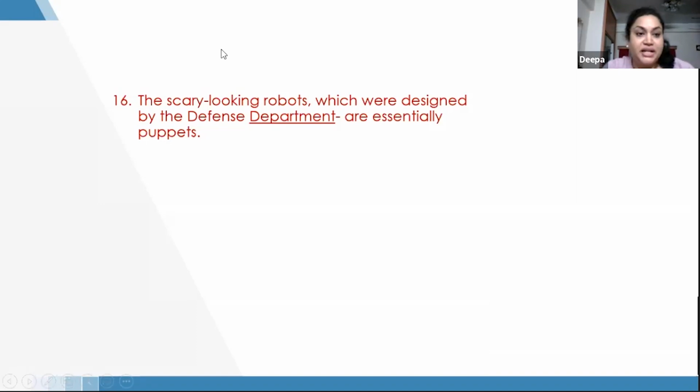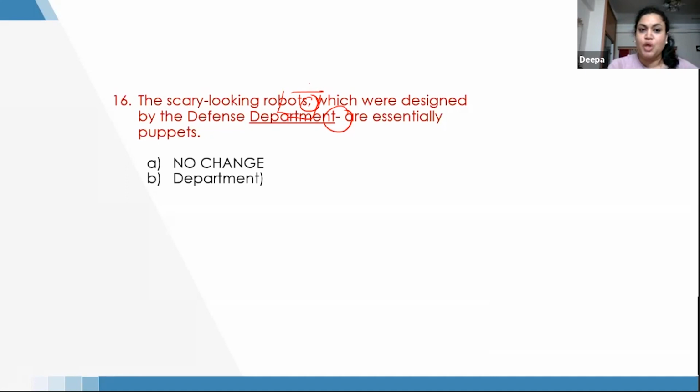Okay, now the 16th question is, the scary looking robots which were designed by the Defense Department are essentially puppets. Now here, in this case, when I'm segregating this descriptive aside, I'm basically talking about the robots. So therefore, you have a comma here and you have a dash here. So therefore, because we cannot make a change here, we have to make a change here. Therefore, I require an option which has a comma. Let's check if I have those options. I have the option and the option is D. Clear?